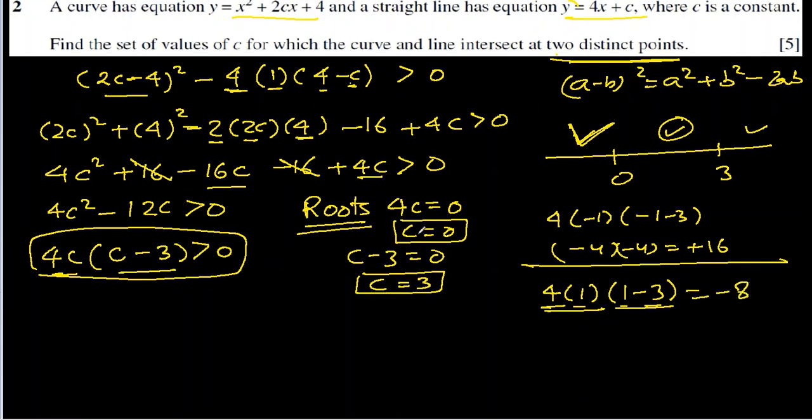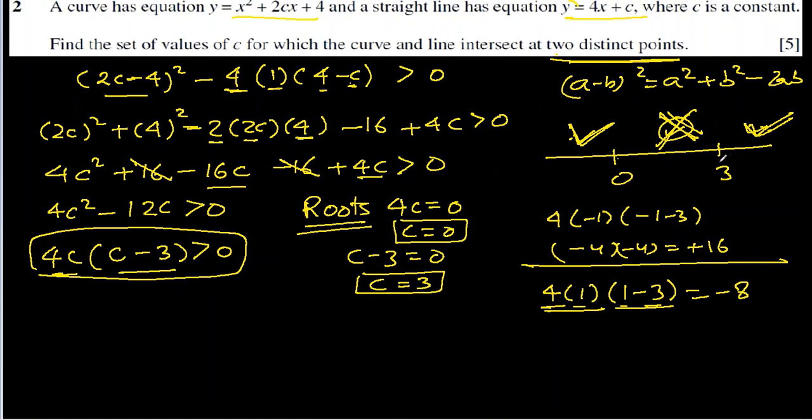Is this greater than 0? No. So no, this is not our answer. From 0 to 3 is not our answer. Similarly, I'll take a number more than 3 and I'm sure it will be an answer because it's a quadratic. So for a quadratic inequality, we get either this and this as an answer or the middle one as an answer. So the middle one is not there, this is there.